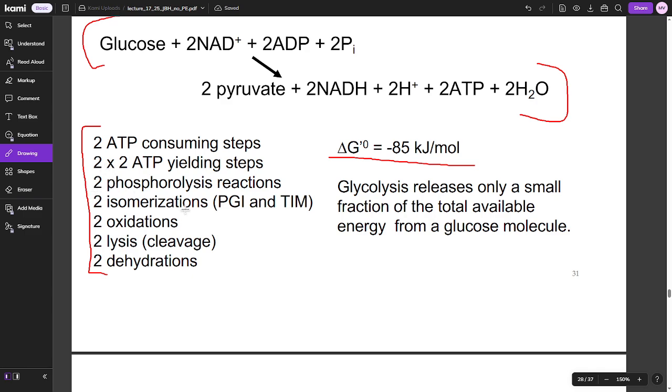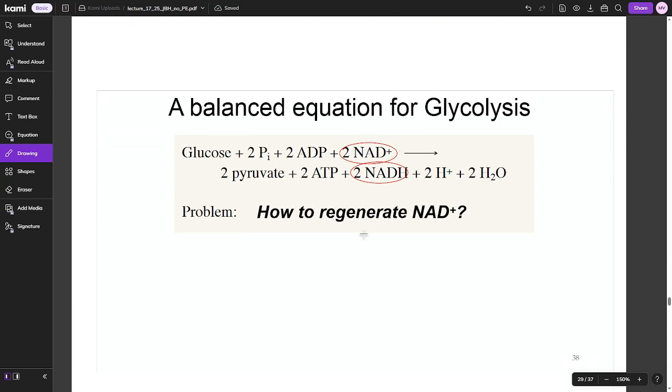And we've got some phosphorylation reactions and isomerizations. The isomerizations are triose phosphate isomerase and phosphoglucose isomerase. Where are the oxidations occurring? The oxidations are occurring with GAPDH, glyceraldehyde 3-phosphate dehydrogenase. The lysis reactions are aldolase, and the dehydration reactions are occurring with enolase. So you should be able to pinpoint exactly where these reactions are occurring and what their products are. That should be what you focus on when you try to learn glycolysis.